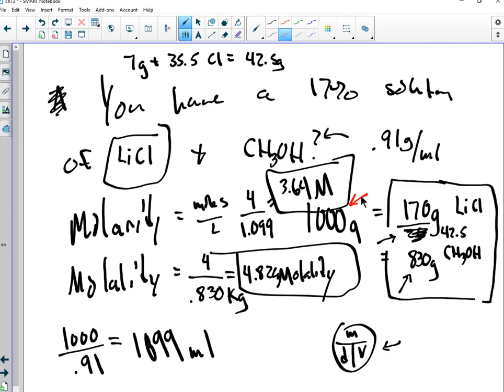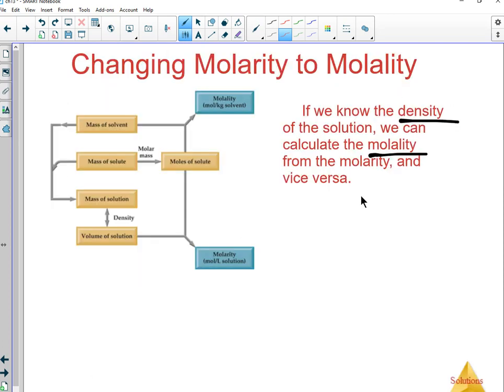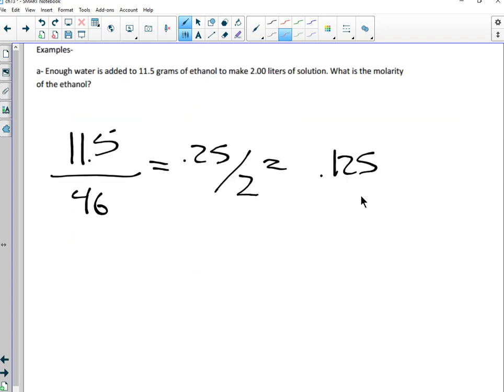Okay. Now, this is just talking about what we've done, changing molarity and molality. You just have to have the density.